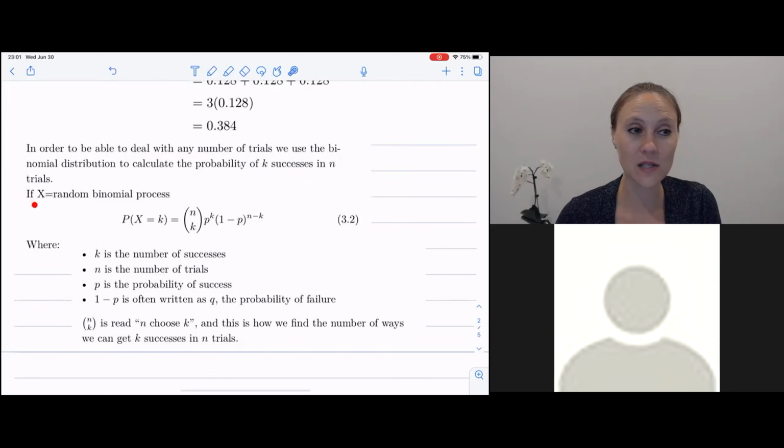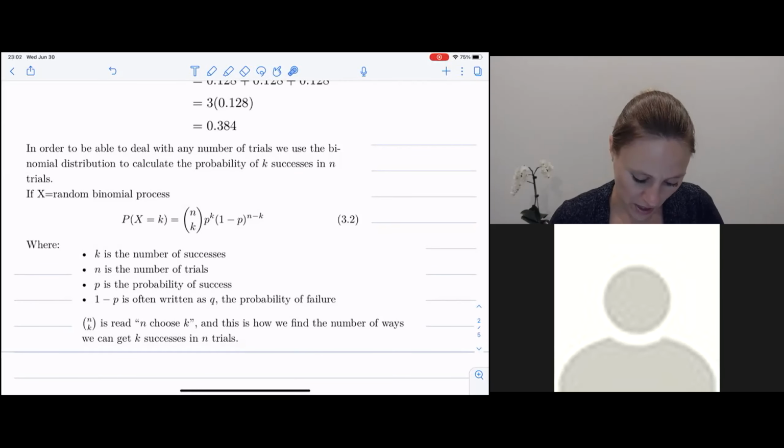We're going to let x be the random binomial process. And so x is just saying, hey, I follow a binomial distribution. Okay, great, cool. The probability that x equals k. Remember, k is the number of successes, right? So I've got them here.